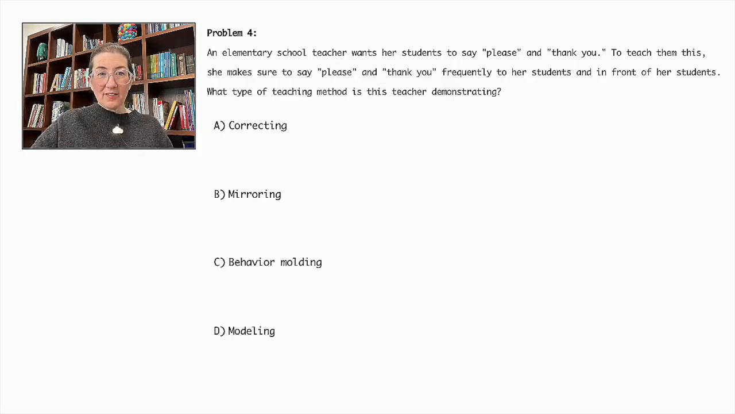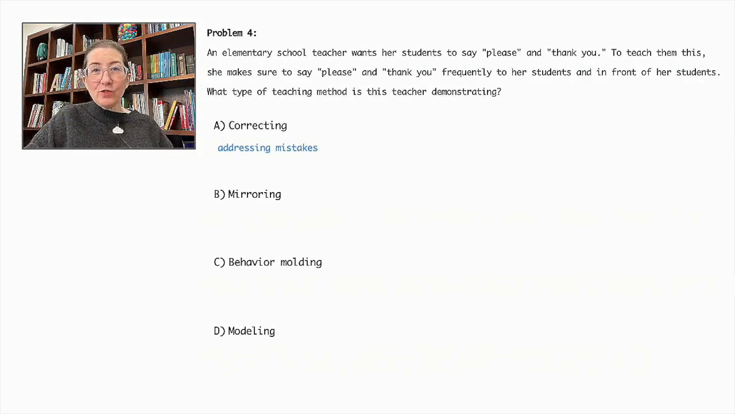Problem number 4. An elementary school teacher wants her students to say please and thank you. To teach them this, she makes sure to say please and thank you frequently to her students and in front of her students. What type of teaching method is the teacher demonstrating? Correcting, mirroring, behavior molding, or modeling?